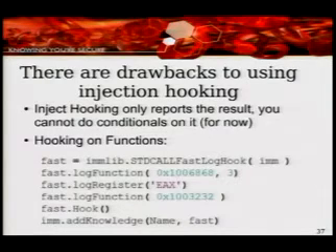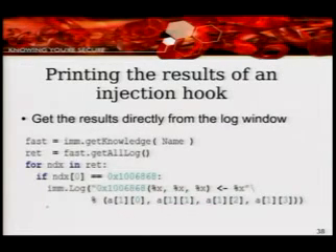In this example, we are creating this inject hook, and we are using the addKnowledge method to save the information into Immunity Debugger memory. And later, with another script, we are using the getKnowledge method to get that fast hook and log the results we have while debugging.